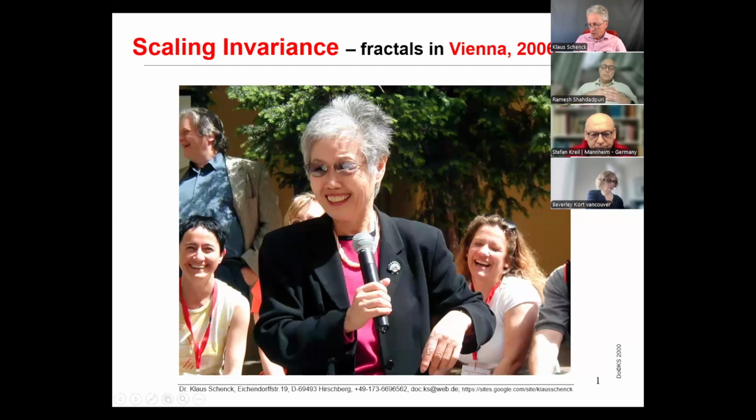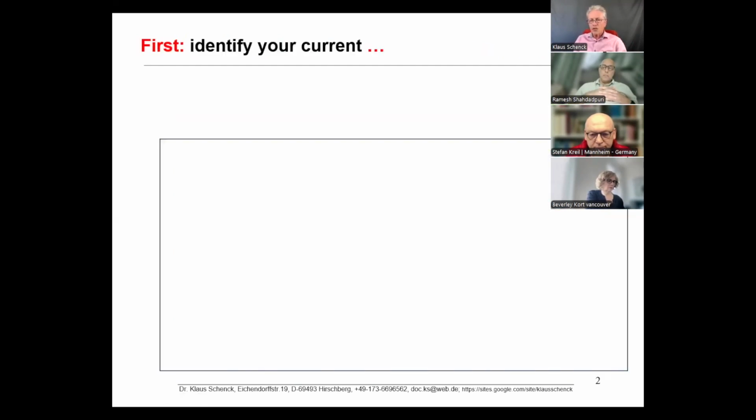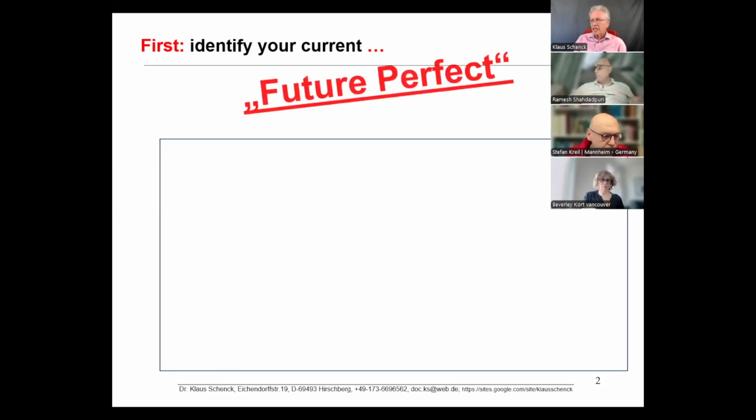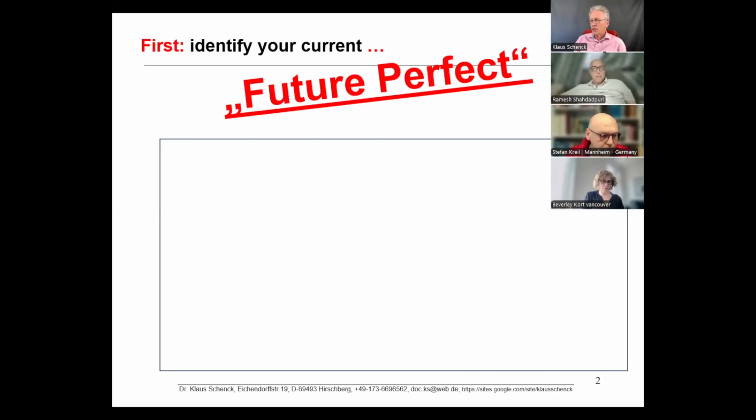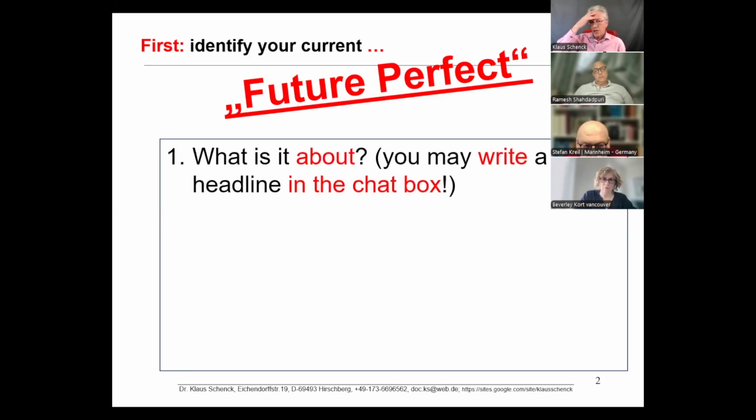So to use the first order of scaling, first identify your current future perfect. What is important to you, and what would you like to see a little bit more perfect in the future? If you want, feel free to write a headline or a buzzword about your own topic or your future perfect in the chat. I will not look at the chat at this point in time, but I'd love to read it afterwards, and you can read from each other if you want to share anything about your future perfect, your current best hope.